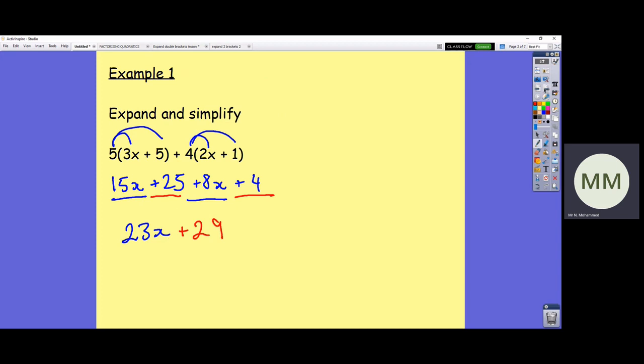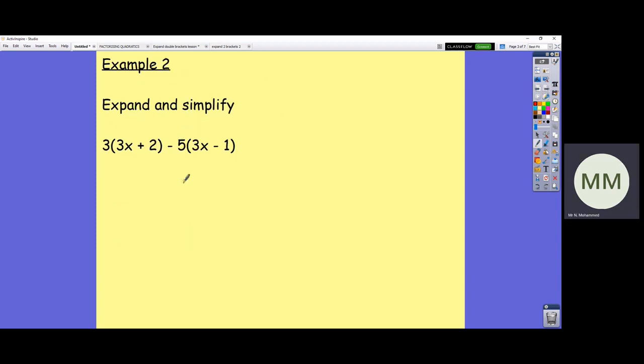Moving on to the second example, I've got expand and simplify, a similar type of question. The difference is I've got 2 negatives in the second bracket. So let's do this. I expand the first bracket similar to before. I do 3 times 3x, which is 9x. Then I go on to 3 times 2, which is plus 6.